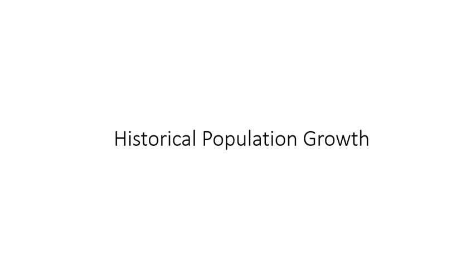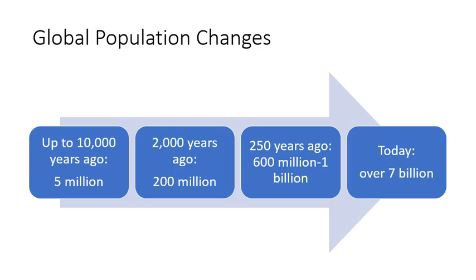This video is going to review the historical population growth of the human population. We can think of this in a few different stages. The stage preceding 10,000 years ago, which is sort of the prehistory of human beings. During that time, it's thought that the population was about 5 million people.